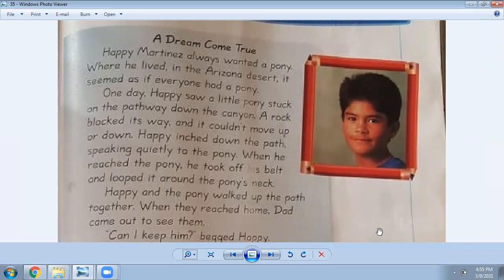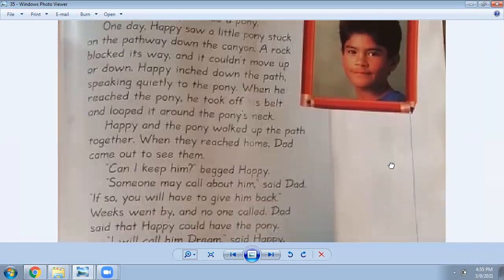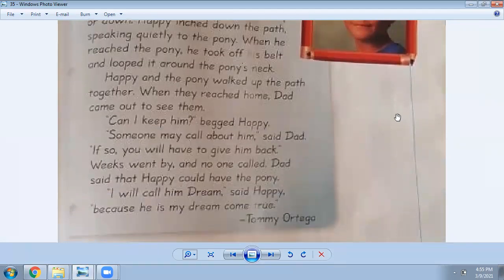When they reached home, Dad came out to see them. "Can I keep him?" begged Happy. "Someone may call about him," said Dad. "If so, you'll have to give him back." Weeks went by and no one called. Dad said that Happy could have the pony. "I will call him Dream," said Happy, "because he is my dream come true."